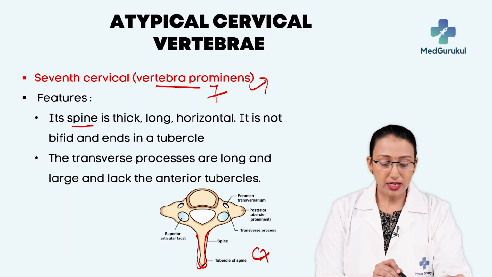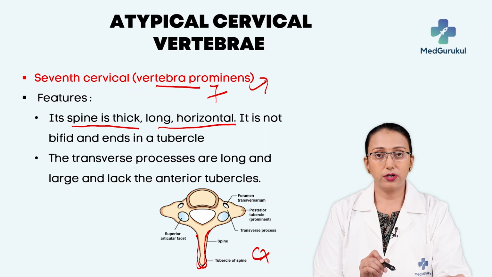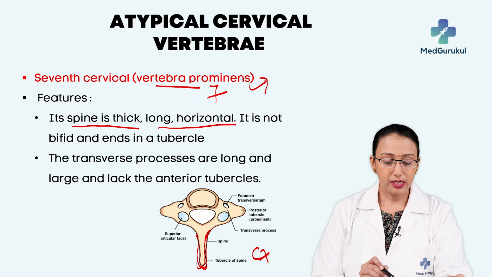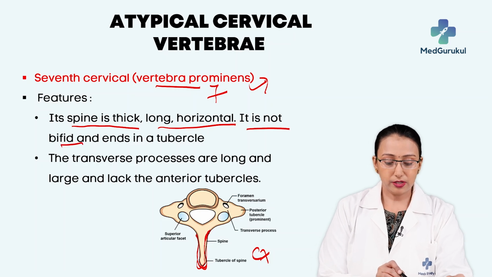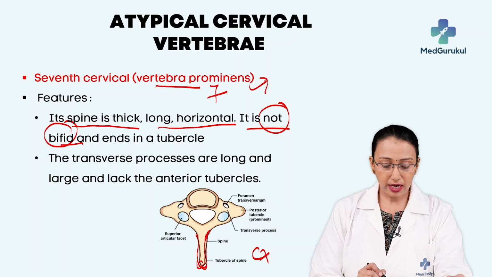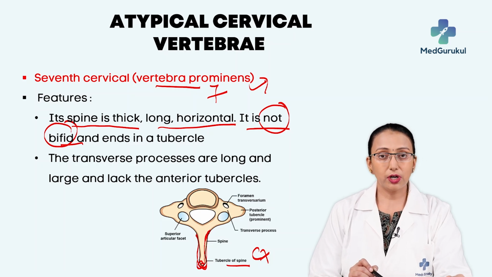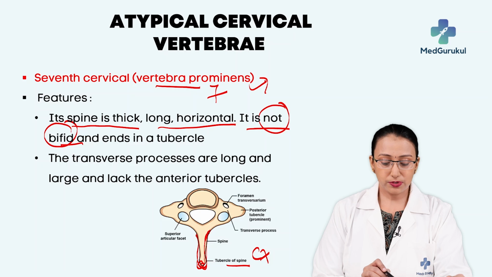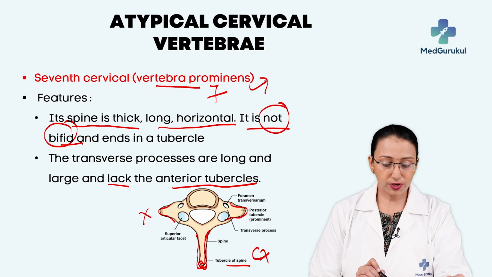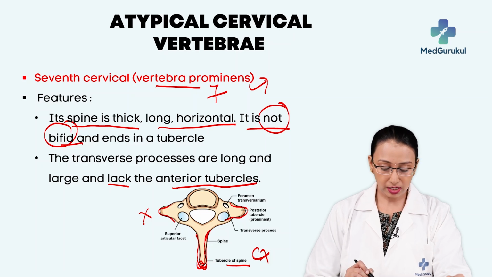The spine is thick, long and horizontal. As we can make out, its spinous process is long and horizontal and it is not bifid. So, this is again an important point to remember. It is not bifid and it ends in a tubercle, the tubercle of the spine. The transverse processes are longer and larger and they lack the anterior tubercles. So, this is about the transverse process of the 7th cervical vertebra.